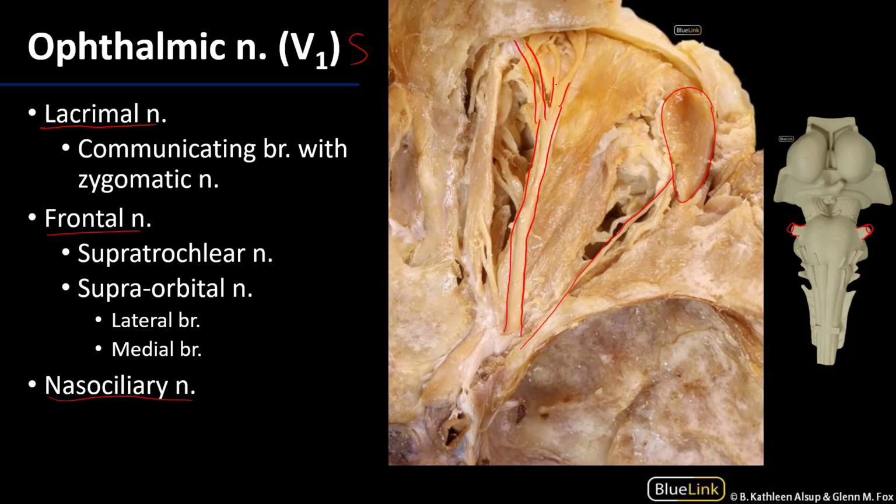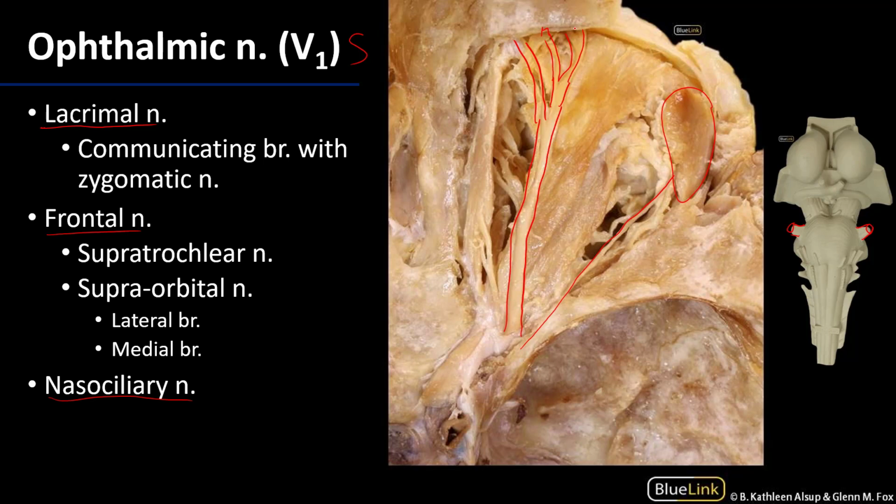The supratrochlear nerve exits just above the trochlea. It's afferent from the medial forehead and palpebra and medial aspects of the conjunctiva. It's the smaller of the two. And then the supraorbital nerve has both a medial branch, which we can see there, and a lateral branch, which we can see there.